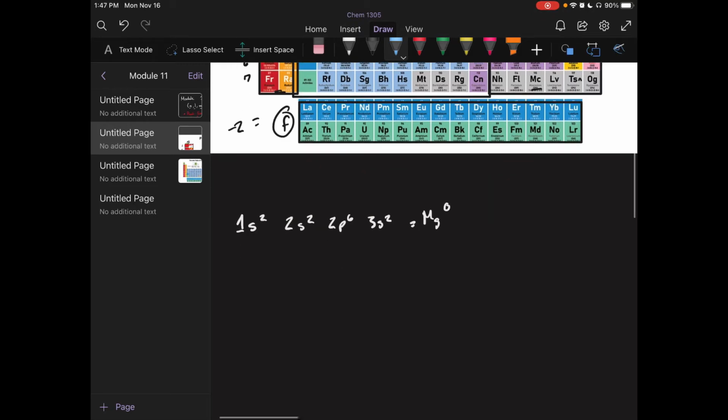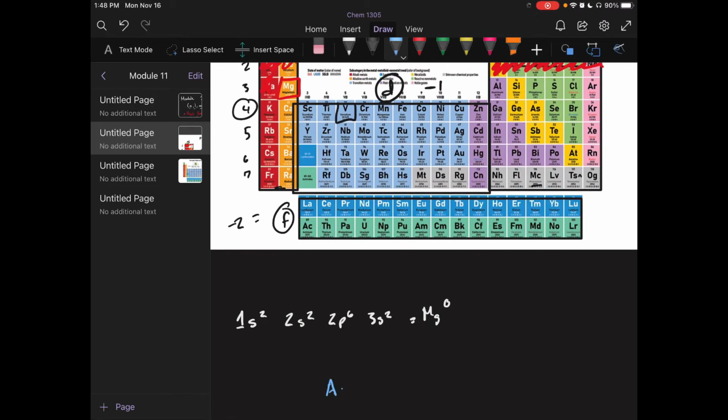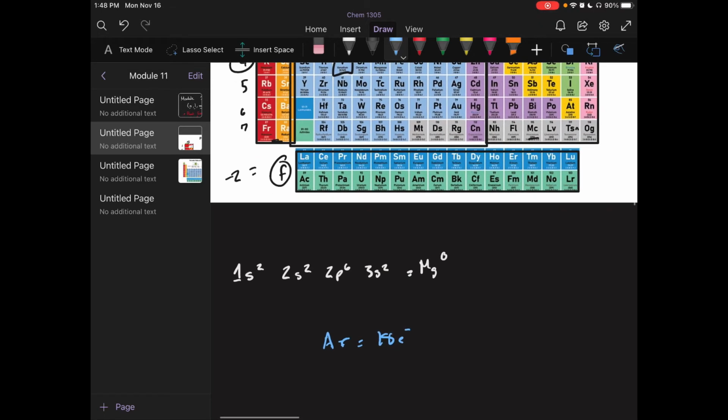So when we're talking about this, let's take argon, for example. Argon has 18 electrons, right? But what other ions or elements have 18 electrons?